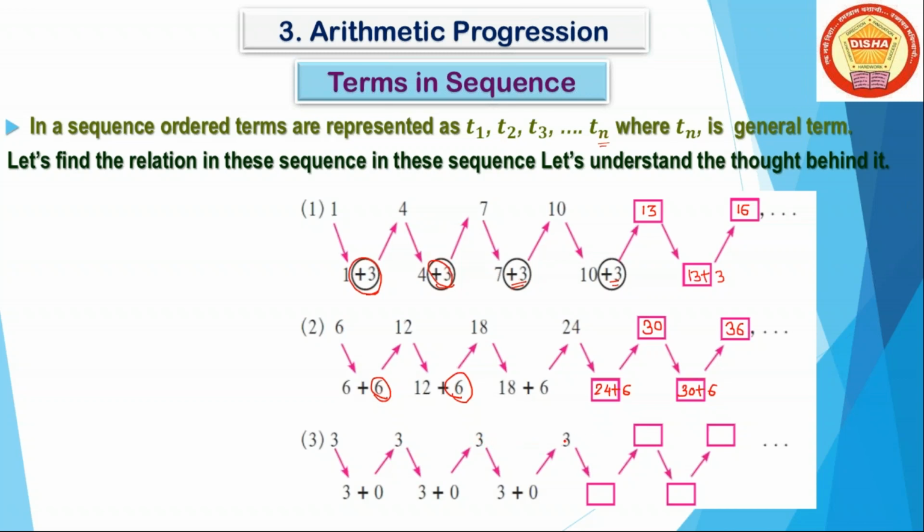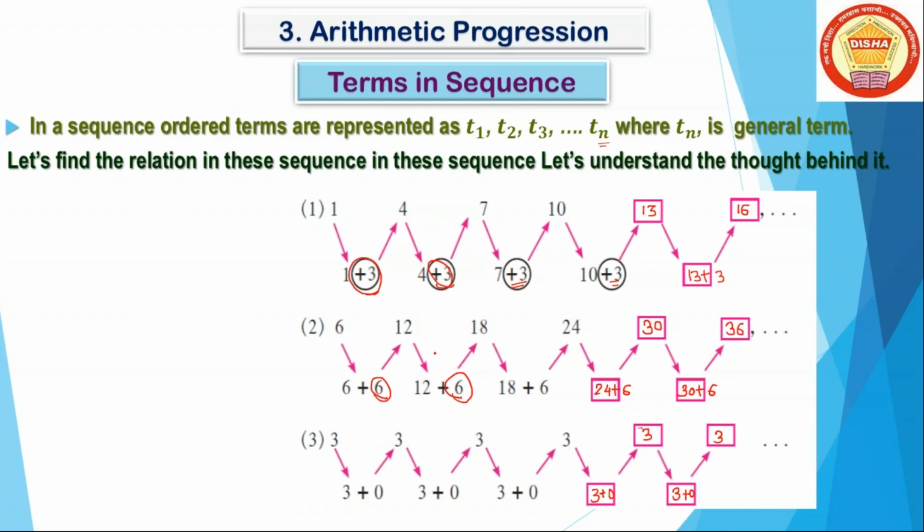So again for the next term, we add 0. That is 3 plus 0, which is equal to 3 again. Again we do the addition, 3 plus 0 is equal to 3. Which sequence do we get here? That is 3, 3, 3, 3, 3, 3 and so on.